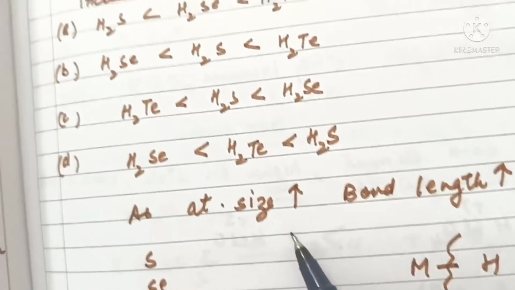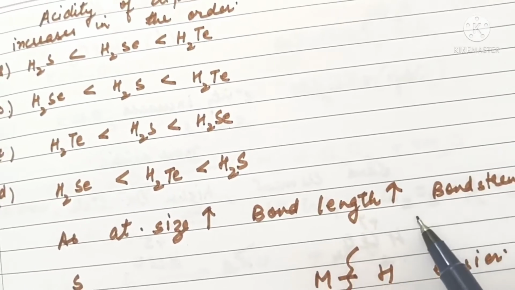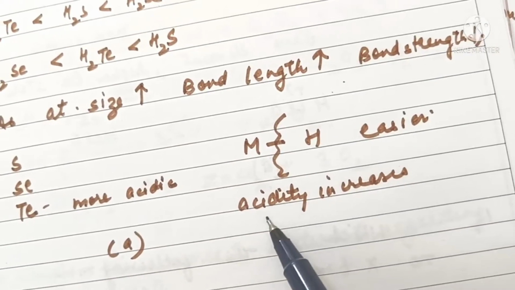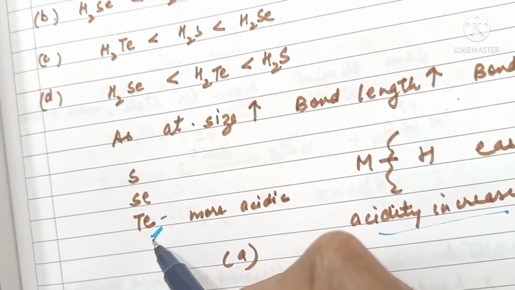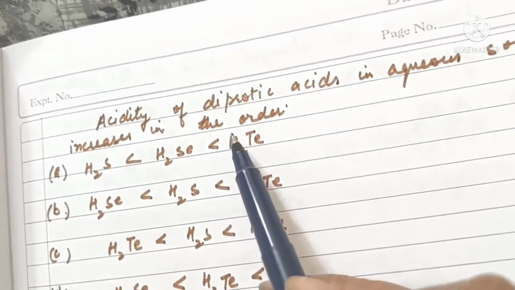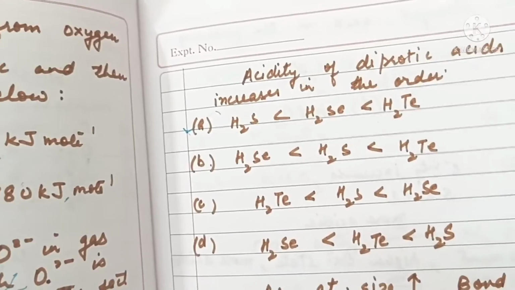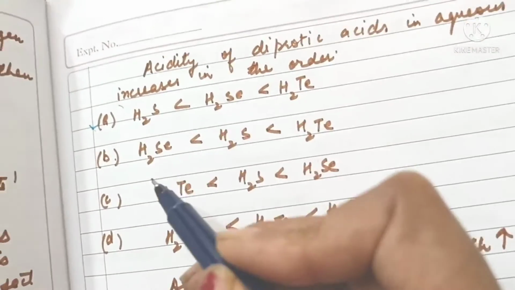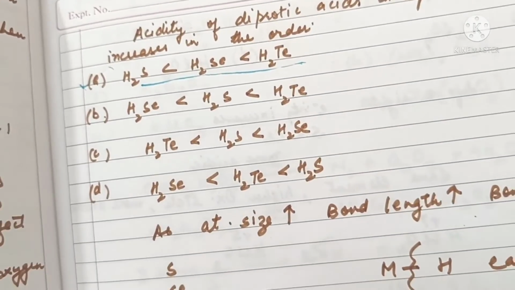As the atomic size increases, the bond length increases, bond strength decreases, it's easier to break, so acidity increases. Down the group the size increases, so acidity also increases. So H2Te will have the greatest acidic strength. Option A is the correct answer. Acidity increases in the order H2S is less than H2Se is less than H2Te. This is the trend.